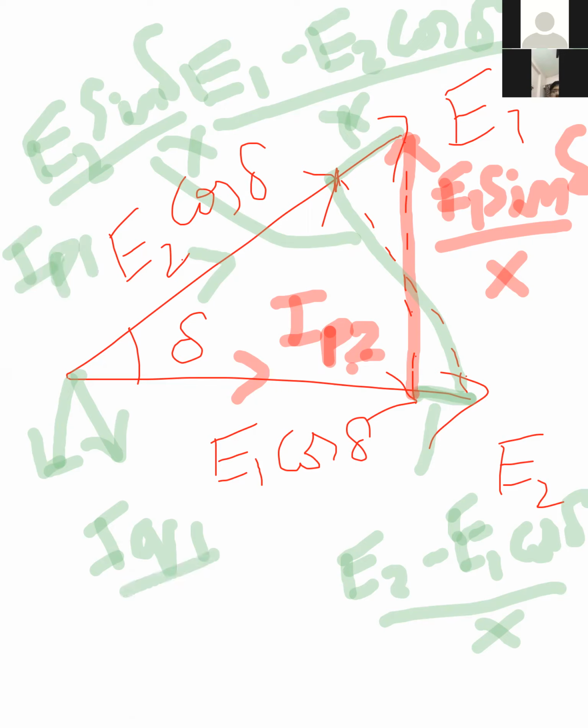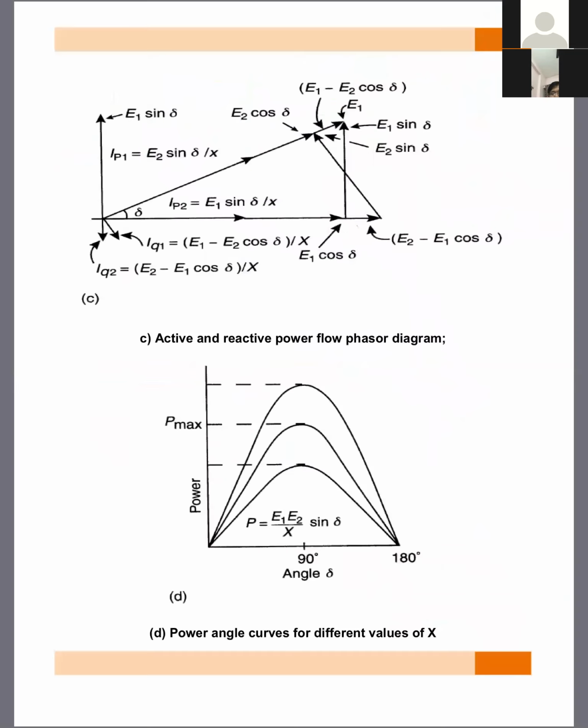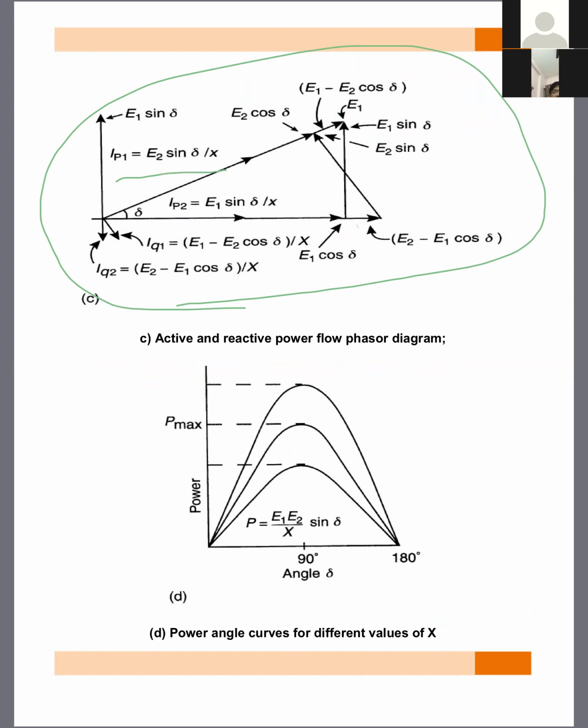IQ1 is equal to E1 minus E2 cos delta by X. Then IQ2 is equal to E2 minus E1 cos delta by X. You have to remember this now, because these are important. From this phasor diagram, you will have different components of the current.